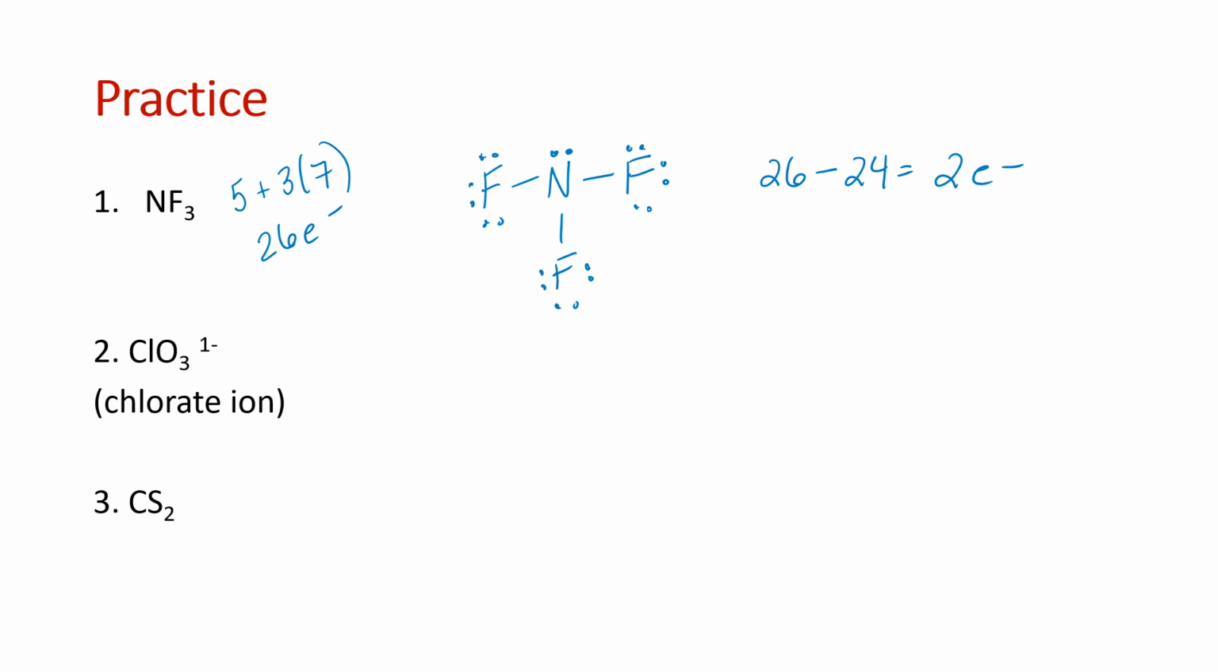So my next step is I'm going to put the leftover electrons on the central atom. And then I'm going to stop and check to see if everyone's following the octet rule. And it looks like we're good. Every atom has 8 electrons around it.